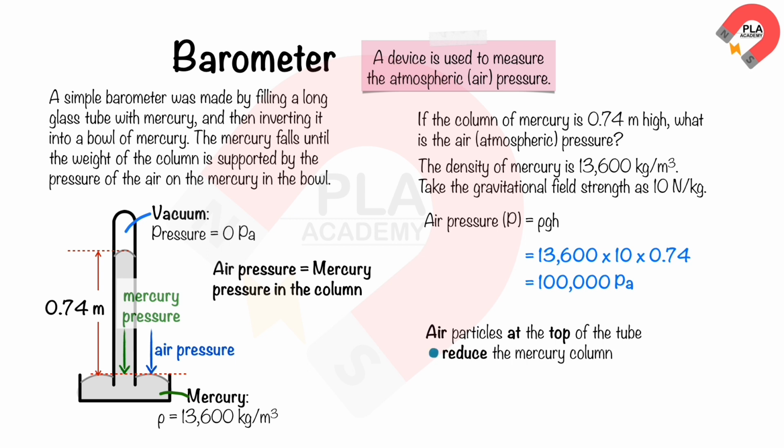Air particles at the top of the tube reduce the mercury column height, causing the barometer to underestimate the true air pressure.